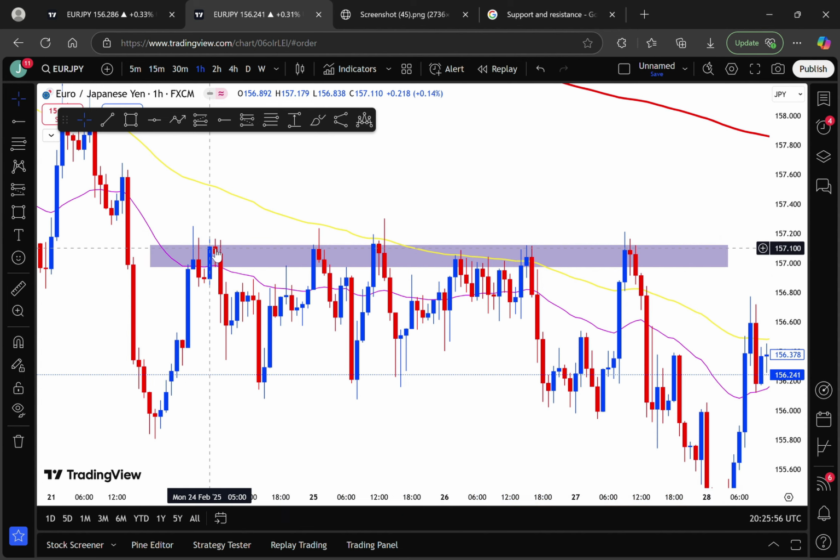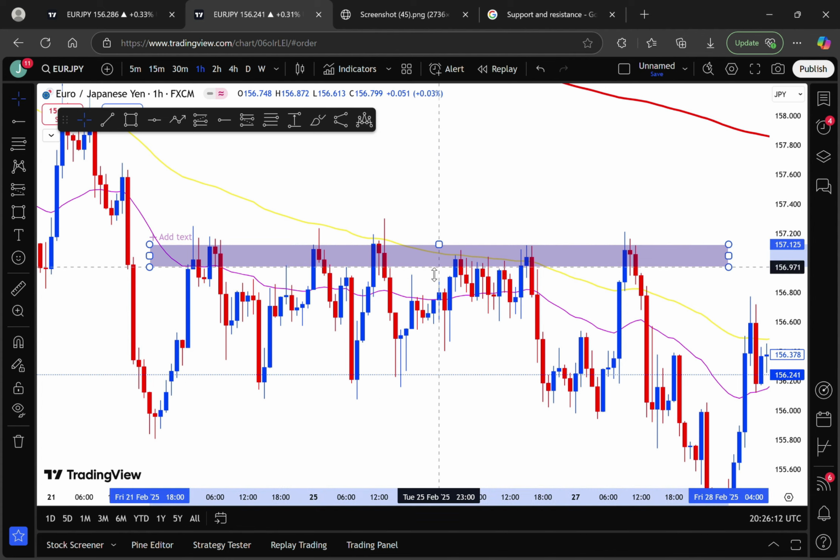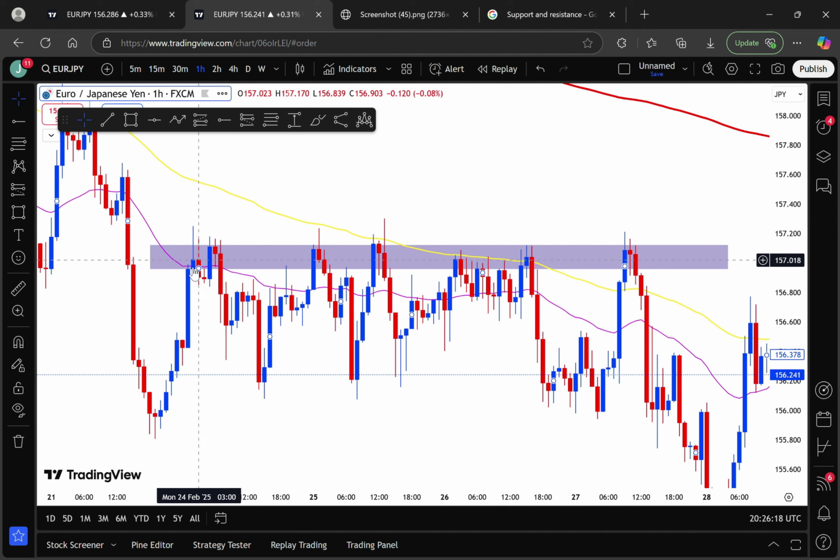Basically, it was respected here, and respected here. But if the body closed around here, I wouldn't set my key level here. I would still set it here. I like to start it at the close of the highest body, then the bottom of a certain body. Just don't make it too long. For now I've picked this one and this one here.